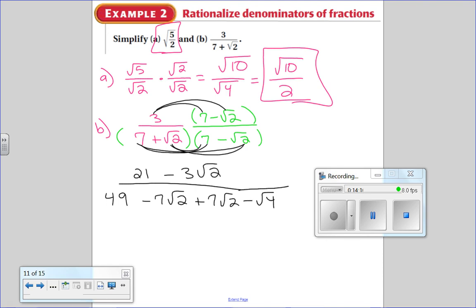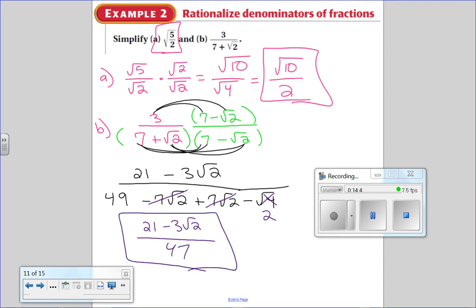So let me explain what's happening here. On the top, there's not much we can do. 21 minus 3 radical 2. On the bottom, these will go away. That always happens with conjugates. Your inners and outers always add up to 0. So we'll get to the point where we won't even FOIL those inners and outers. The square root of 4 becomes a 2, so it's just 49 minus 2, which is 47. And that's all we can really do on that one. It's a lot of work using those conjugates, but it always creates perfect squares and helps us rationalize our denominator.